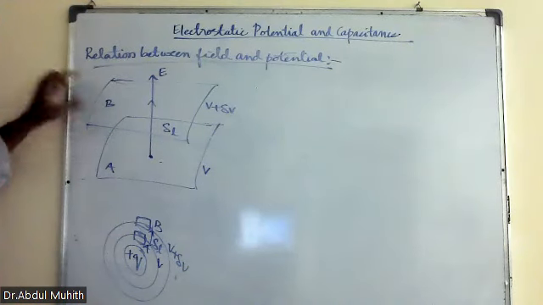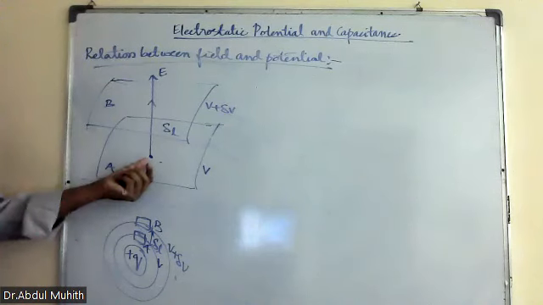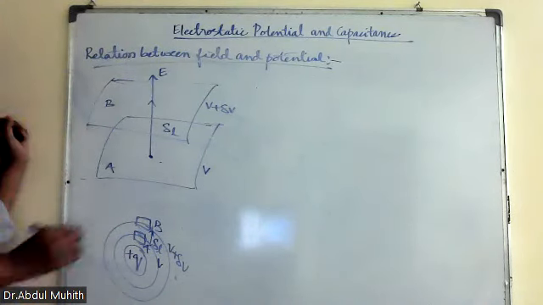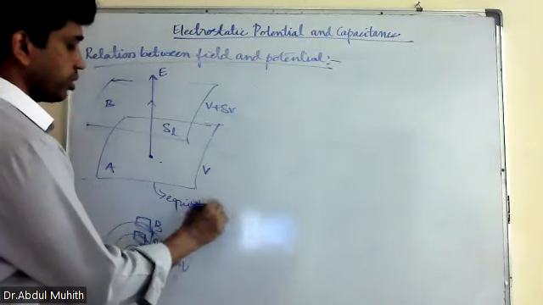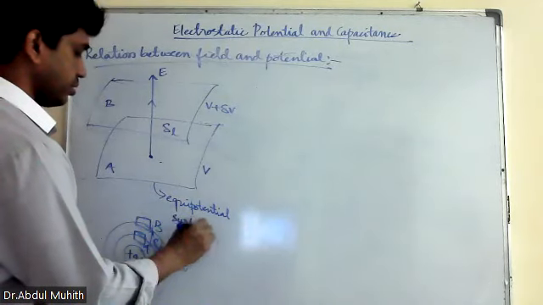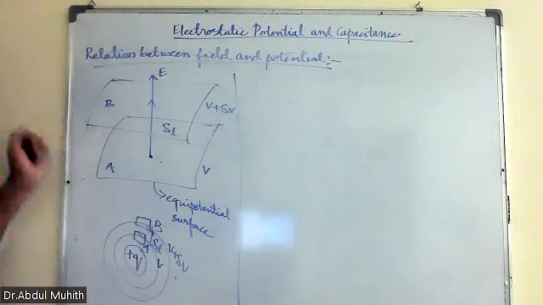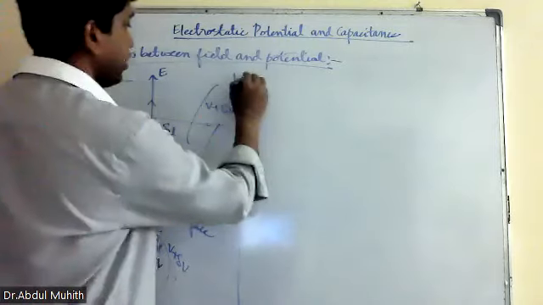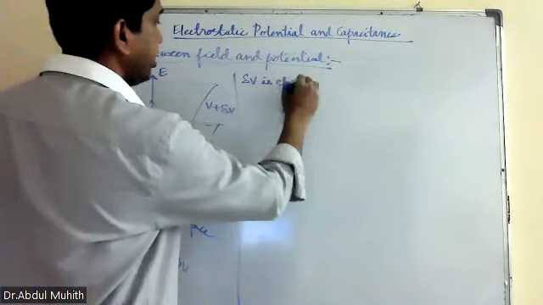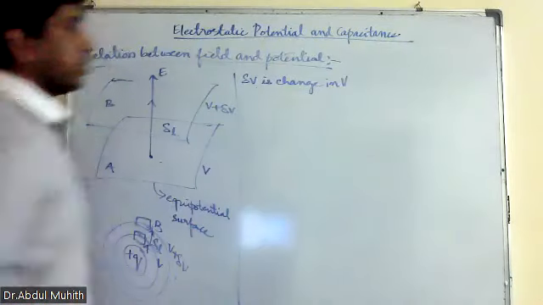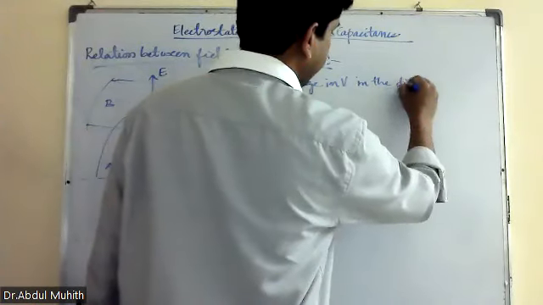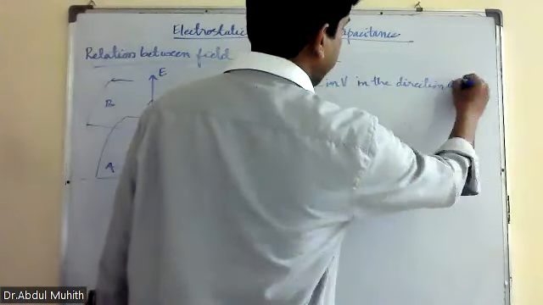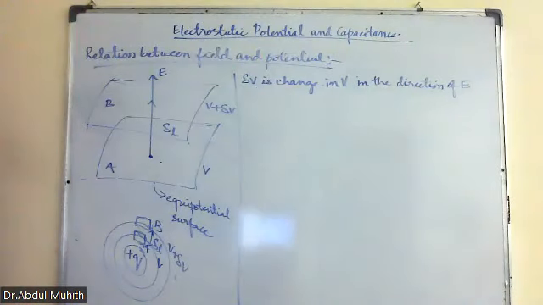Now here the electric field is moving outward. It means some point charge is there, and the electric field is going outward. And this surface is said to be an equipotential surface. Now, delta V is the change in V in the direction of the electric field E.